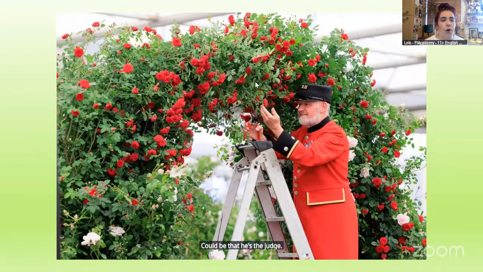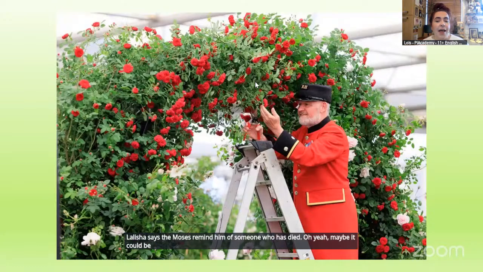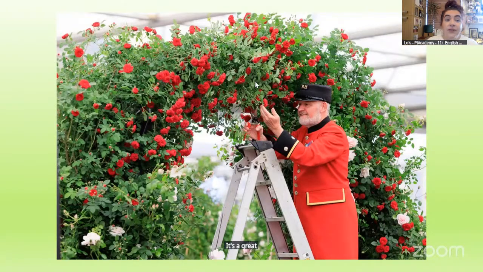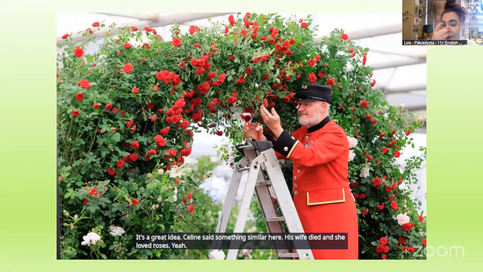Lalisha says the roses remind him of someone who has died. Oh yeah, maybe it could be a memorial. Maybe he's there looking at those flowers that mean something to him, that make him remember or mourn someone. It's a great idea. Celine said something similar here. His wife died and she loved roses. Yeah, maybe he's planting these in memory of her.